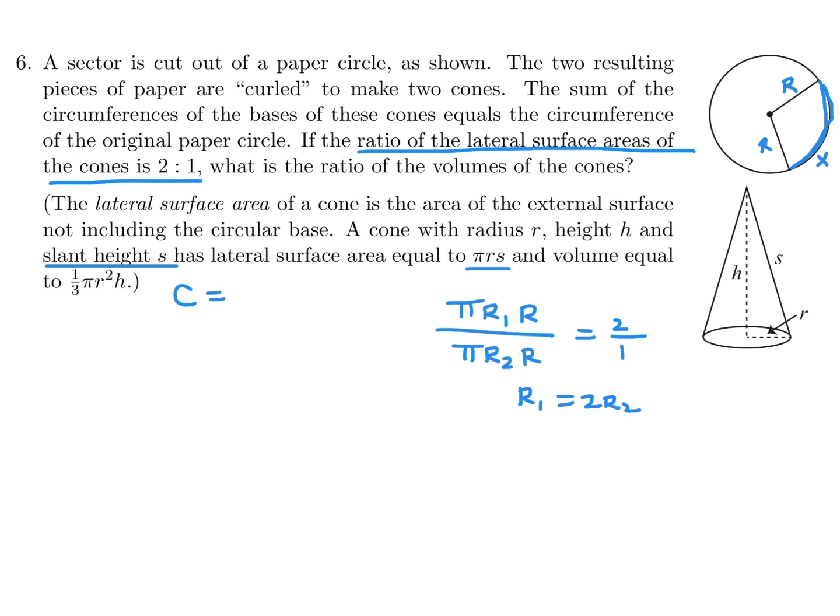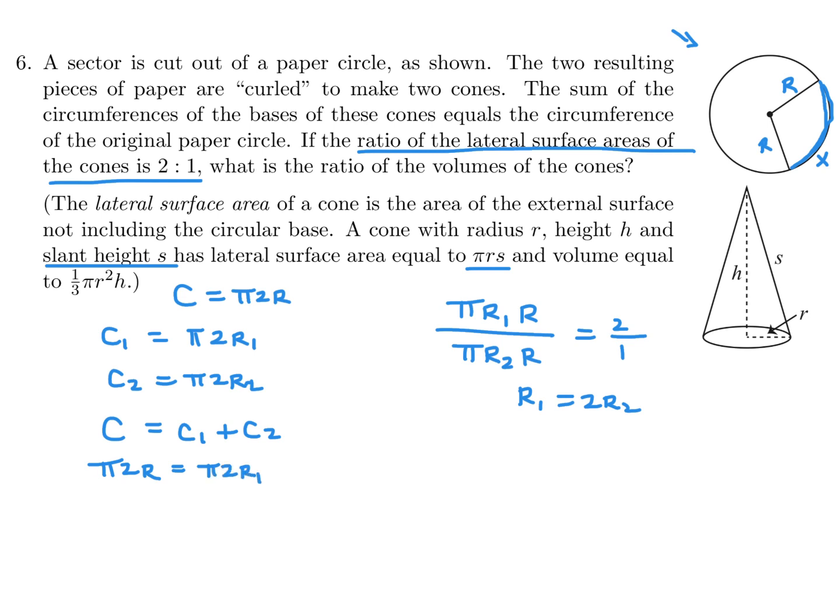So now let's look at the circumferences. Circumference of any circle is pi 2R. Now the first circumference will be pi 2R1, and the second circumference will be pi 2R2. They're saying that the sum of the circumferences of the bases equals the circumference of the original paper. So that means that C, the big C, which would be all the way around this initial circle here, is equal to C1 plus C2. So pi 2R is equal to pi 2R1 plus pi 2R2.